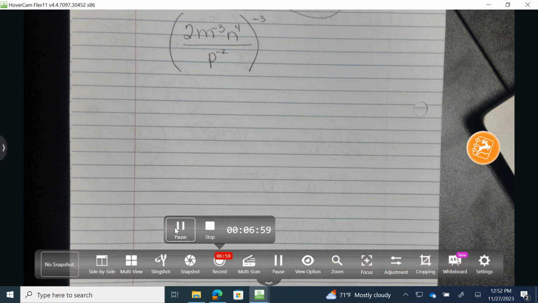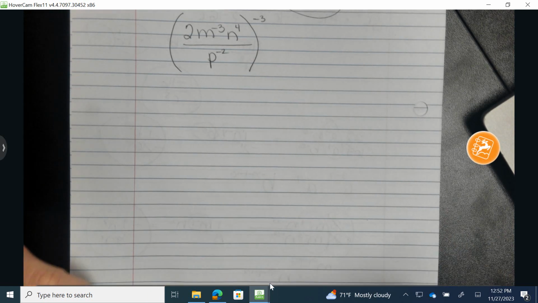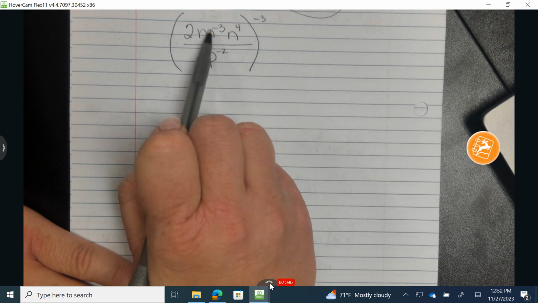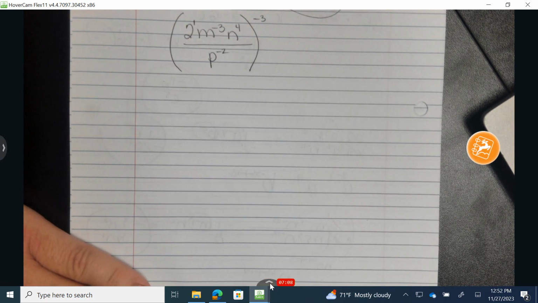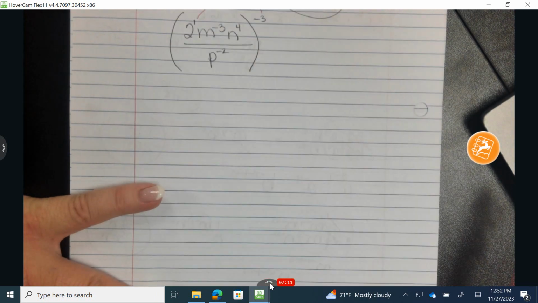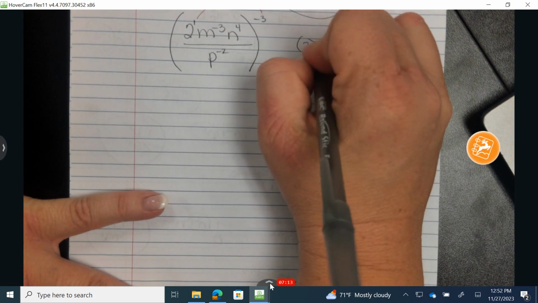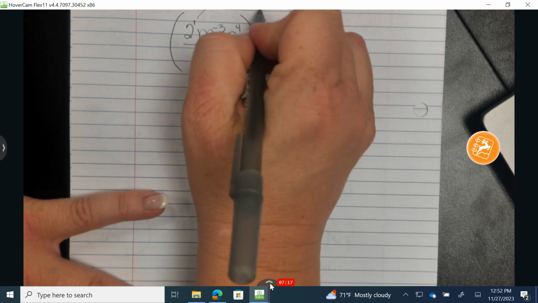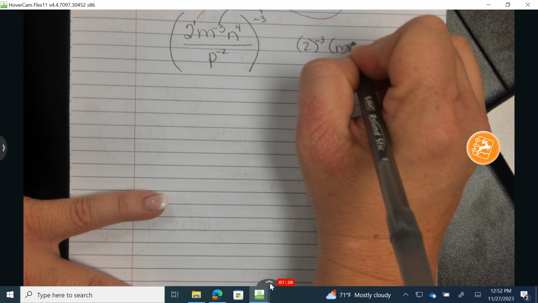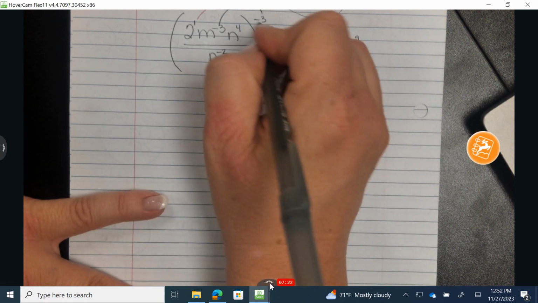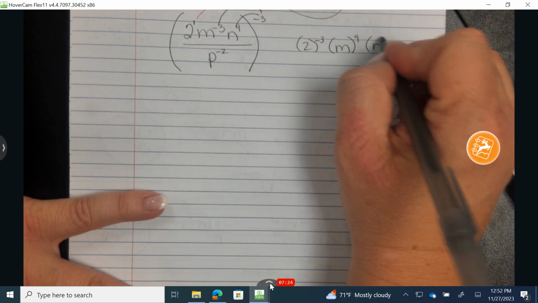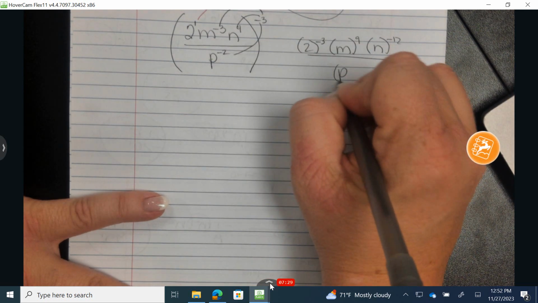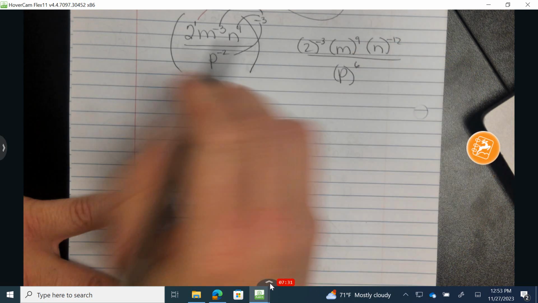Let's look at another example. In this example, we're going to distribute the negative 3. But first, I'm going to look inside. P, I can see the exponent. I can't see the exponent, so I put a 1. Distribute, and I have 2 to the negative 3. Distribute, whenever we distribute, we're going to multiply. Negative 3 times negative 3 is 9. Distribute, 4 times negative 3 is negative 12. And distribute, negative 2 times negative 3 is positive 6.